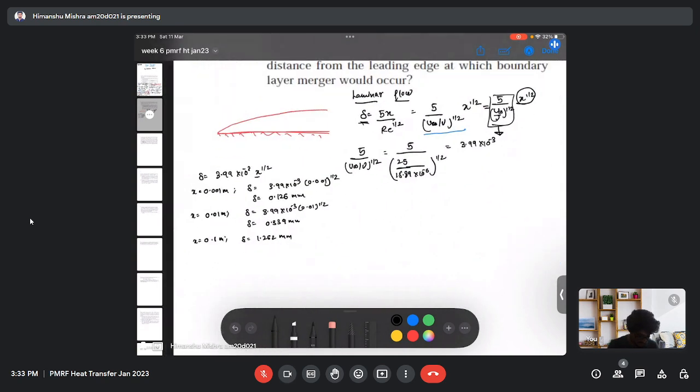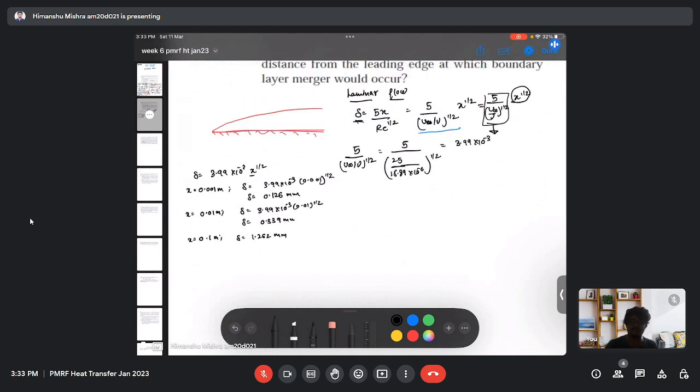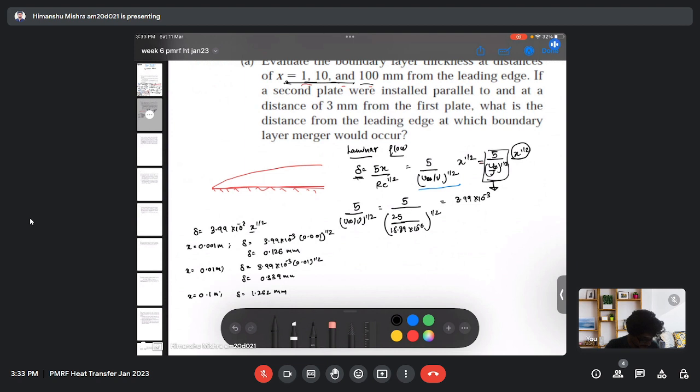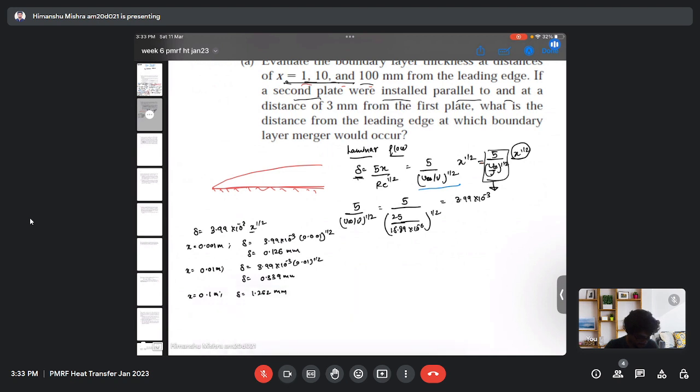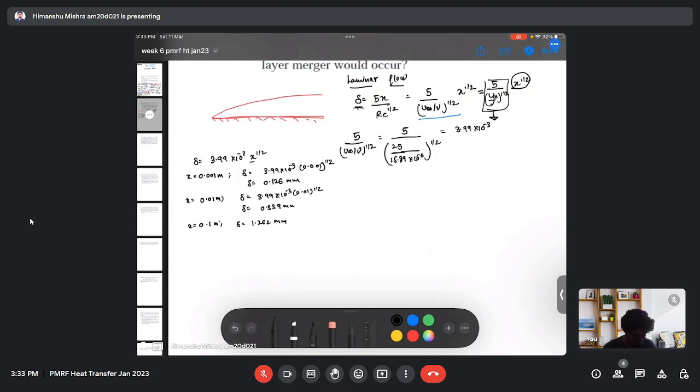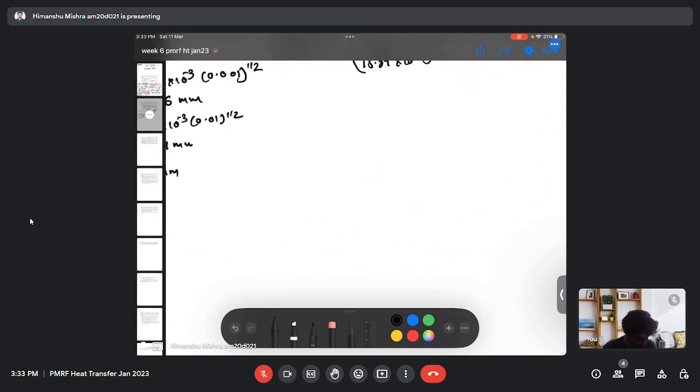So we just use the formula and we just substitute x. That's it. And in the second part, it says that if a second plate were installed parallel to and at a distance of 3 mm from the first plate, what is the distance from the leading edge at which boundary layer merger will occur? So earlier we had only a single plate and there was a boundary layer.